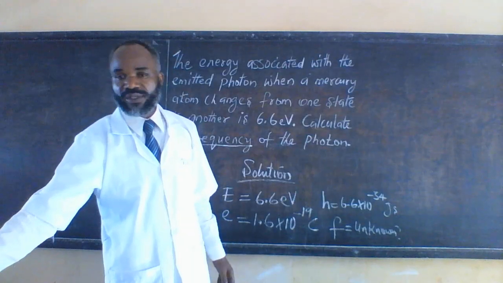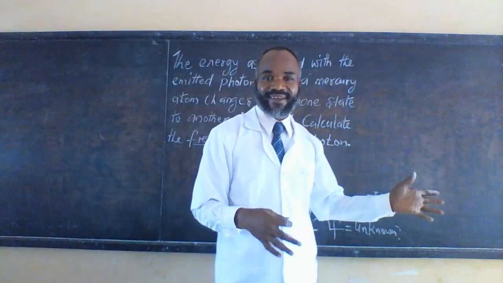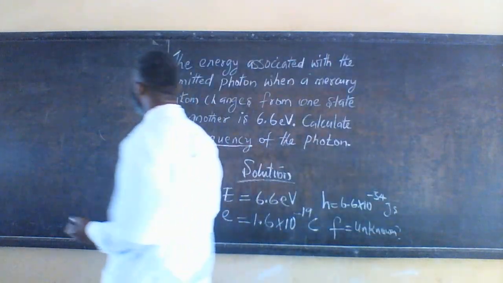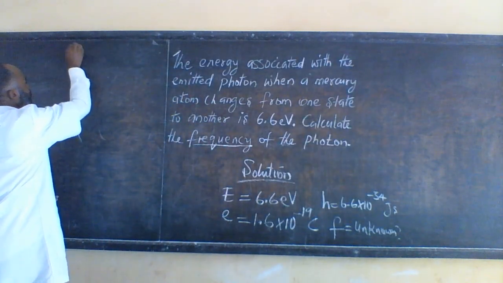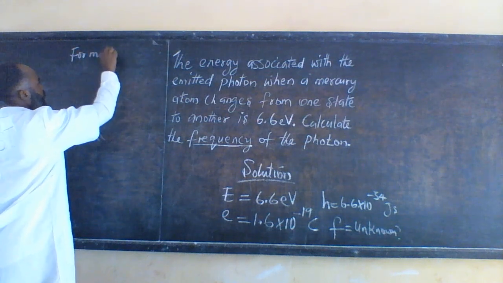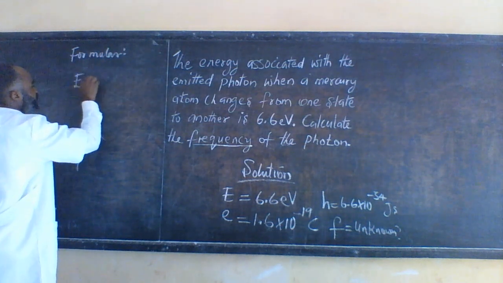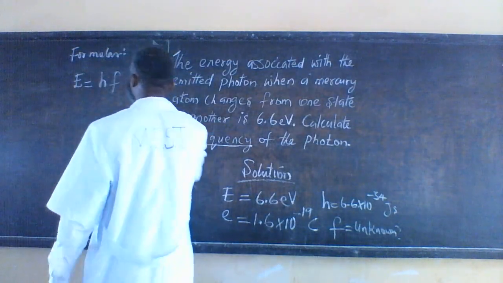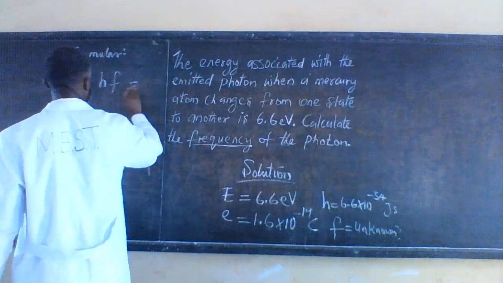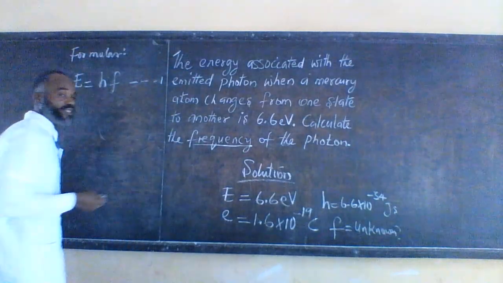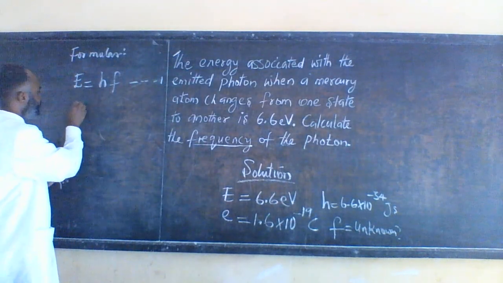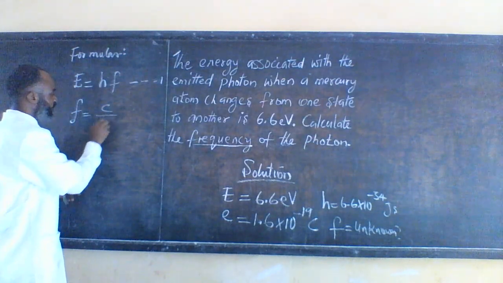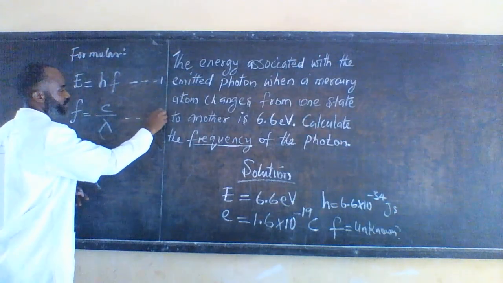Then the question is, what is the connection between the frequency of a photon and the energy? Our formula is going to be E equals hf. That's the first one. We can work with this to any length. We call it equation number one. If we're looking for f, we can still say that frequency is given as the speed of light over wavelength. We call this equation number two.